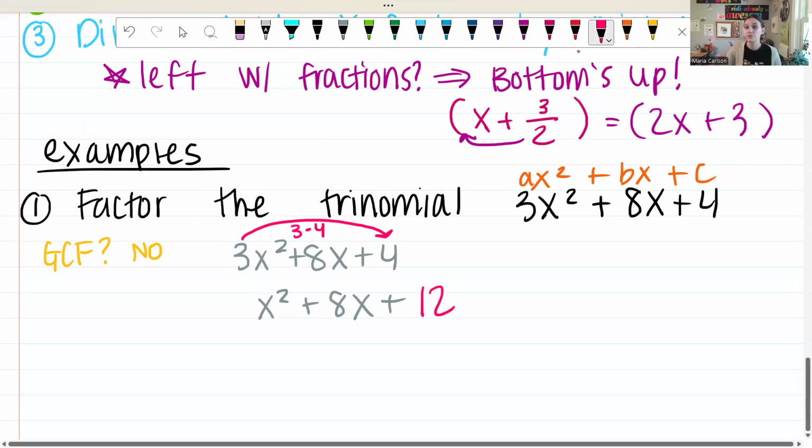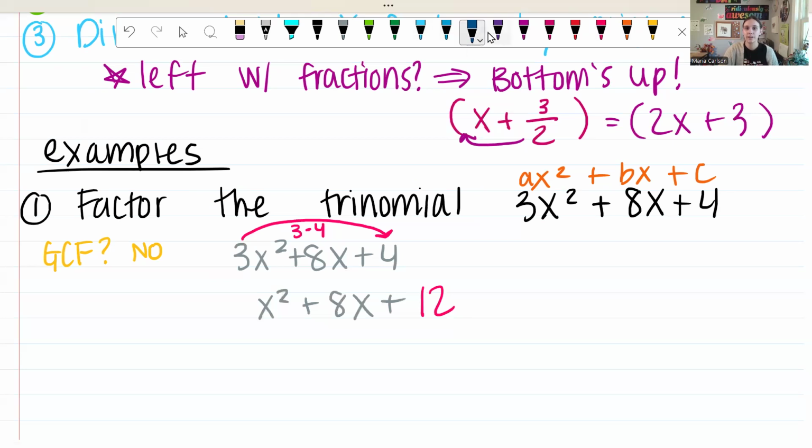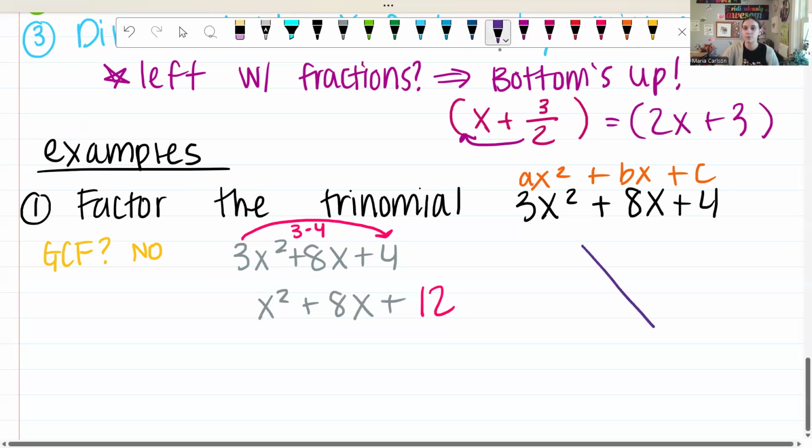Now I'm going to slide into our x factors. So this is a trinomial that I can factor using the x factors. So I'm going to set up my x. We're going to find numbers that are multiplying to c and adding to b. So here's c. The c that we're using is 12, and our b is 8.